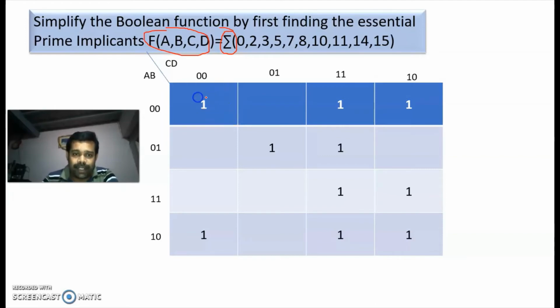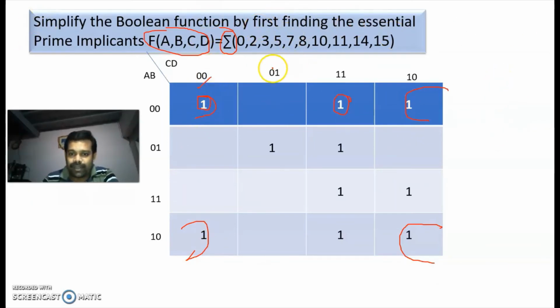So first you take this minterm 1, this 1. So this 1, it can be grouped in this manner. Whether it is possible to group this one by any other means? No other means. We can't group this one. This is the only way to group this one. So next we will come to this one. Since this is the only way to group this one, this prime implicant is an essential prime implicant.